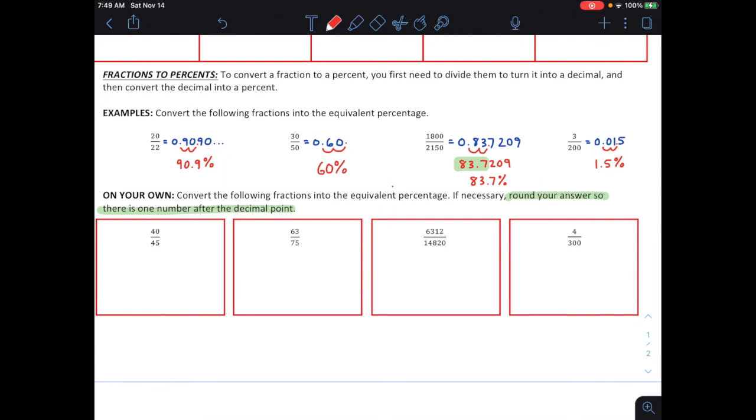All right. Now you can do these last 4 on your own. And make sure you round your answers so there's one number after the decimal point, like we did in all these.